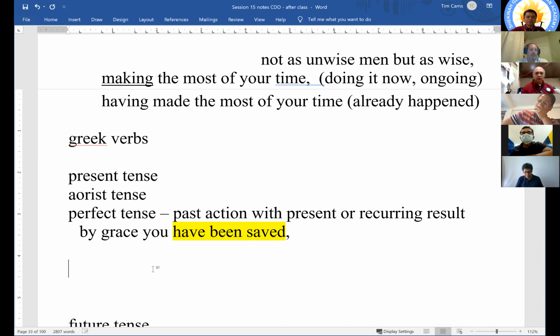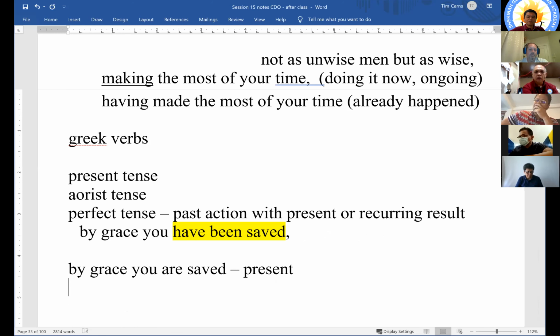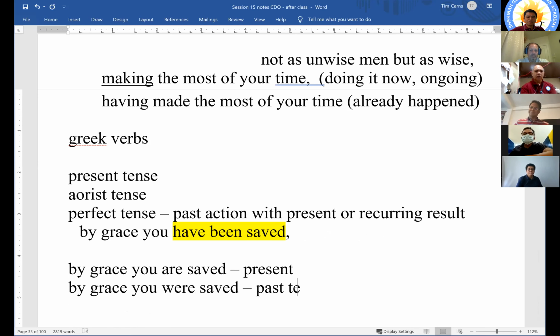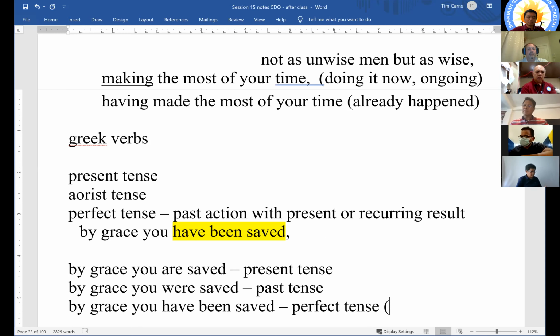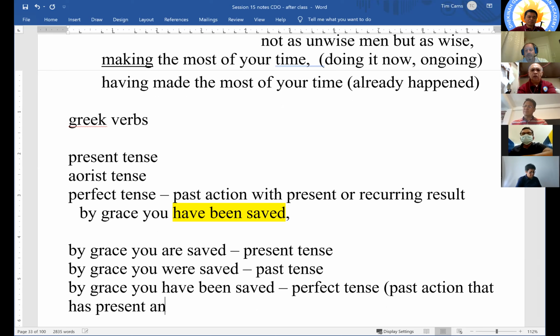So here would be an example. By grace you are saved. That's a present tense. By grace you were saved. That's a past tense. Okay? There's a big difference there. But Paul said, by grace you have been saved. That's a perfect tense, which again means past action that has present and, in some cases in the Greek text, and possibly even future results.